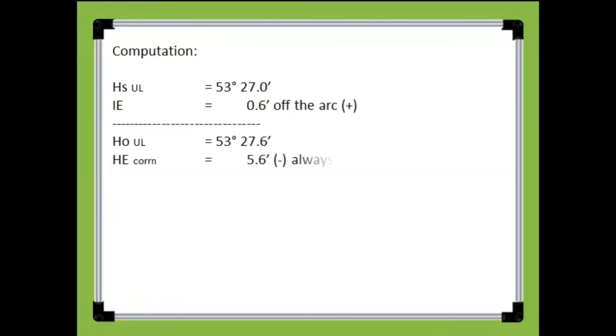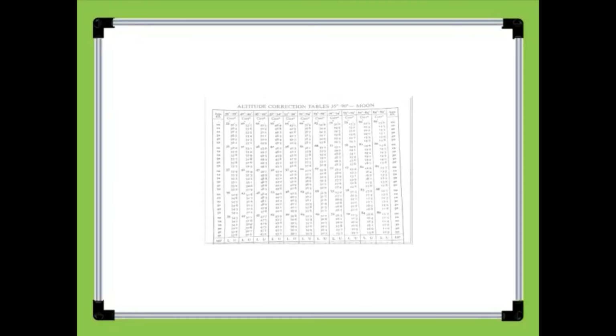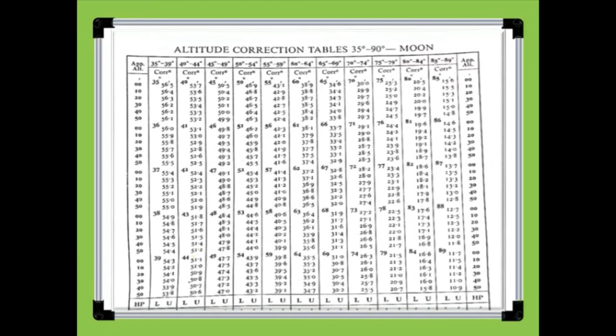Subtract the height of eye correction, which is 5.6 minutes. The result is the apparent altitude of the Moon at upper limb, which is 53 degrees 22.0 minutes. To find the apparent altitude correction, use the altitude correction table of the Moon of the Nautical Almanac.